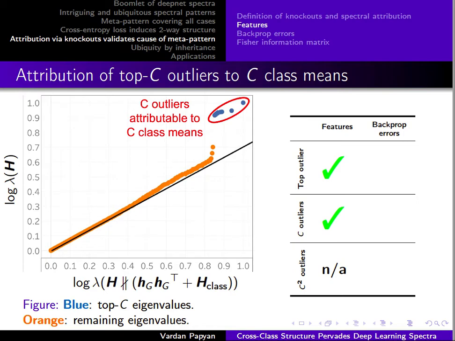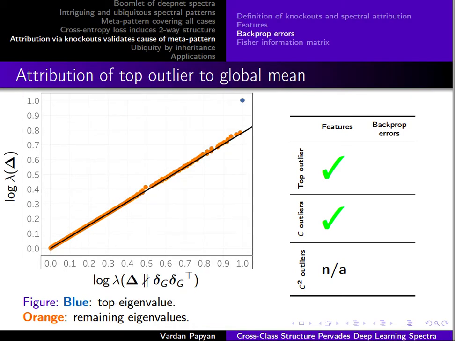Then I move to the backprop errors, which are denoted by delta. Again, it's the same thing. You can see that there's a single outlier which is present in the spectrum of the backpropagated errors, but it does not exist in the spectrum of the backprop errors after I eliminate or knock out the global mean. This means that this top outlier is attributable to the global mean.